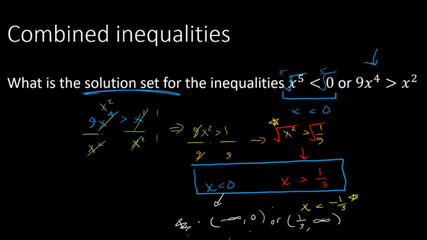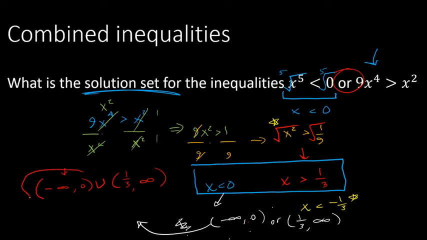In my final draft, which I'm kind of writing in a wonky direction, let's do red. My final piece would be to say negative infinity to 0, I'm just rewriting that, or, the word or would be our union, because it's allowed to be in this one or the other one, or 1/3 to infinity. So this would be my answer. So this is the solution set for the inequalities.